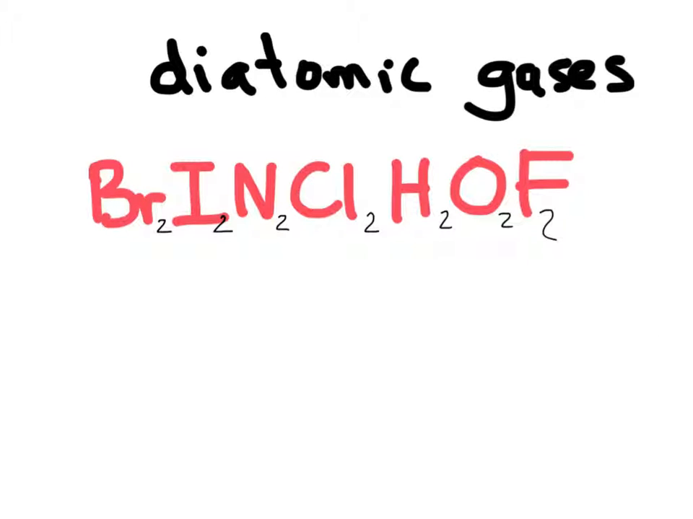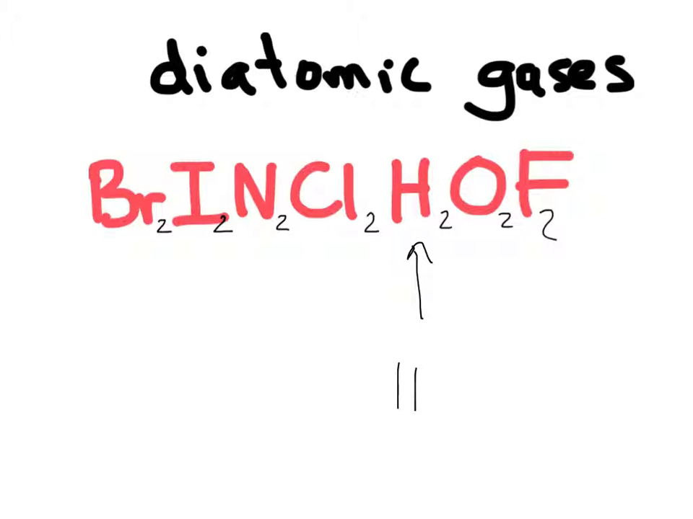One last thing about covalent bonds. I want you to know these diatomic gases. These are all the gases on the periodic table that are made up of the same atom bonded to itself covalently. And there's a little acronym for this. It says Brinkelhoff, which is a German name, and it's a good way to remember all the different atoms. So bromine, iodine, nitrogen, chlorine, hydrogen, oxygen, and fluorine all form double bonds with themselves, and they all, except for hydrogen, have 8 valence electrons when they're done.